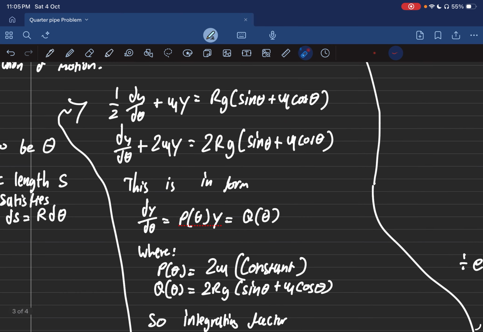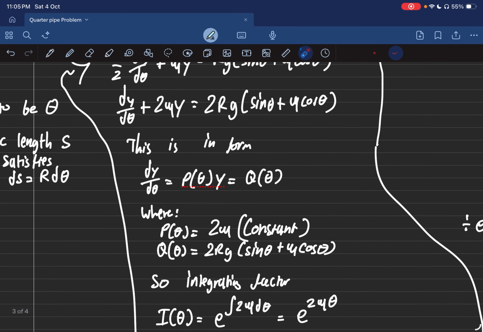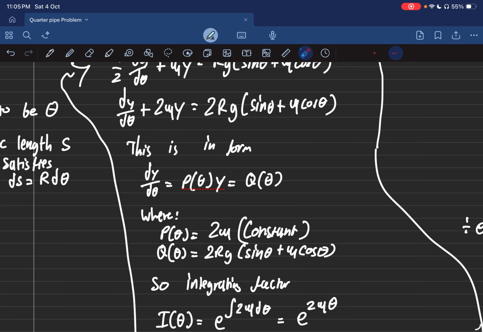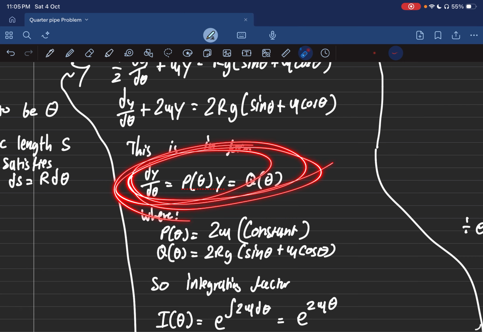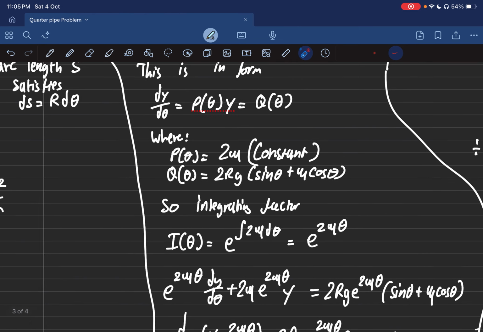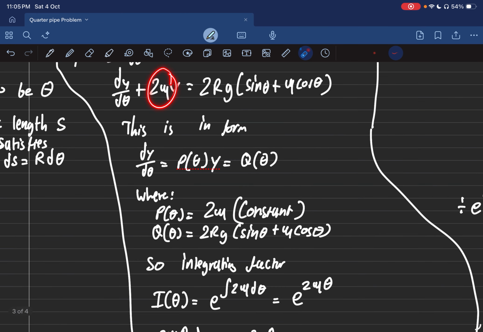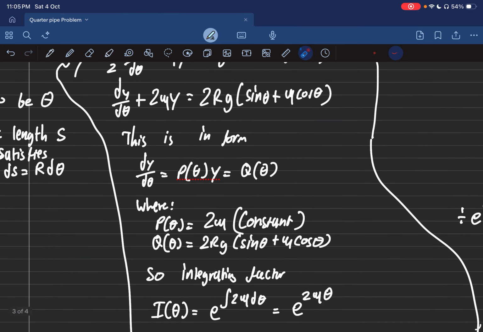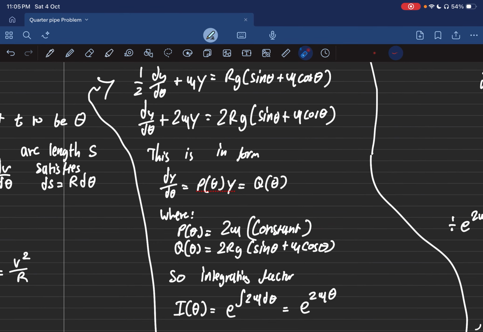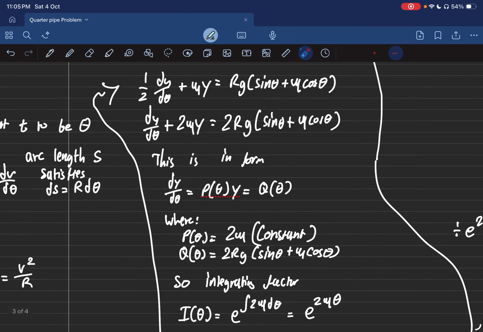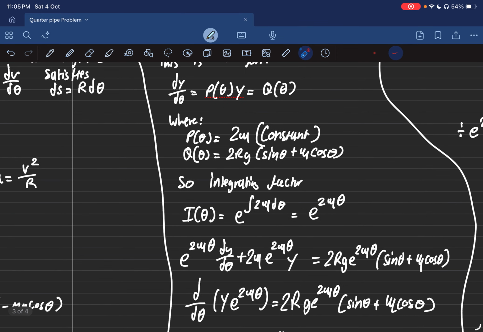Times everything by 2. This is why we're doing the half. This is the form that we use for integrating factor in ODEs, linear ODEs. And what do we say? The form is p of theta y plus q of theta equals q of theta. And we're saying p of theta is 2 mu, which is constant. That's apparent over here. And q of theta is our function, which is Rg sine theta plus mu cosine theta.